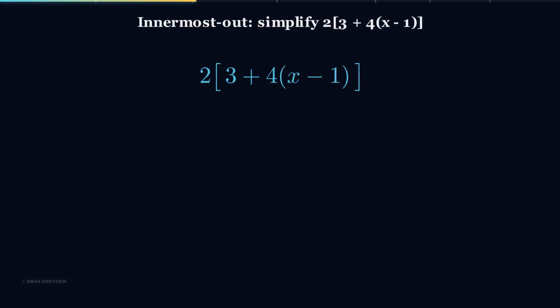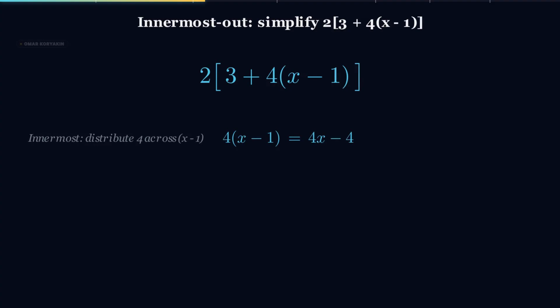Simplify the expression 2 times the bracket containing 3 plus 4 times the quantity x minus 1. The expression has two layers of grouping, with the inner being 4 times x minus 1 and the outer being the bracket. Innermost first as always.